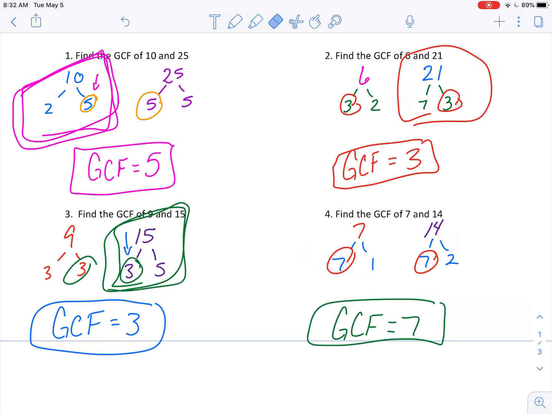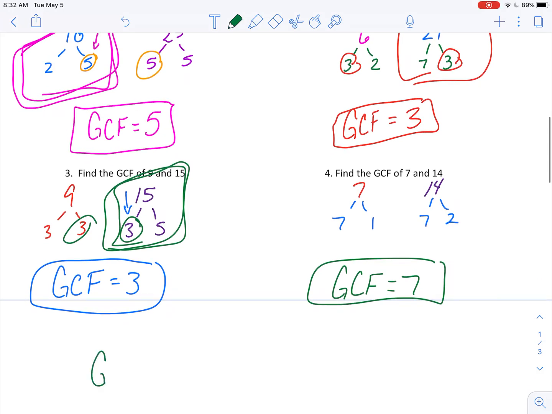And a nice trick that you can use is you can always take the smaller number and see if it goes nicely into the larger number. And if it does, then your smaller number is the greatest common factor. So the greatest common factor of 6 and 12, well, 6 goes into 12 twice. So since 6 goes into 12 nicely, then the GCF is 6.